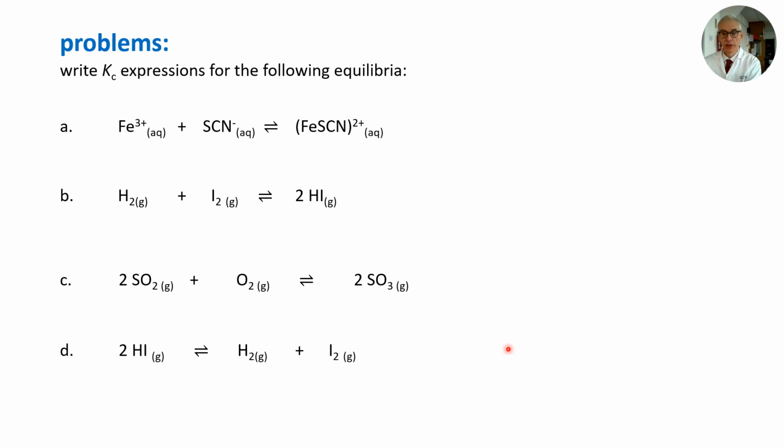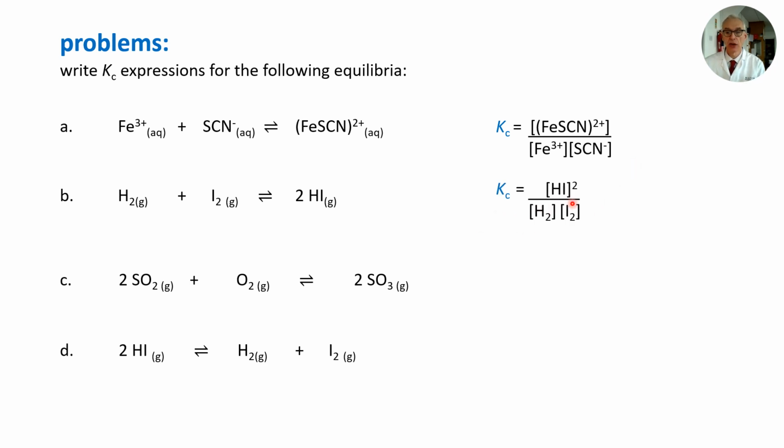Okay, so let's have a look at the first one. Well, Kc will be the right-hand side concentrations raised to the power of their balancing number. The balancing number is 1. So the concentration of the iron thiocyanate is raised to the power of 1, which we don't write. So we've got Fe3+ and the thiocyanate ion on the left-hand side. So their concentrations are on the bottom, raised to the power of 1.